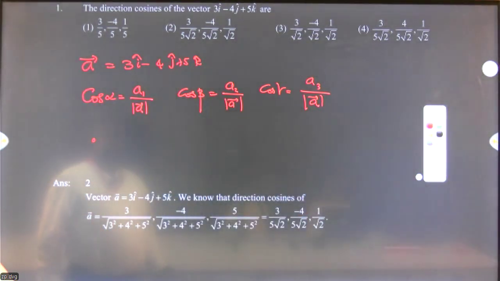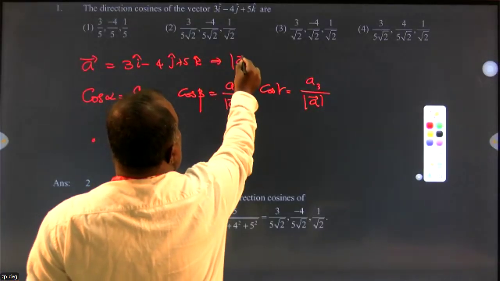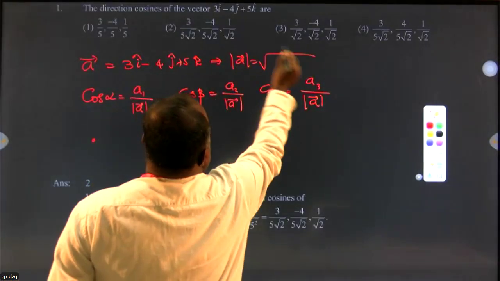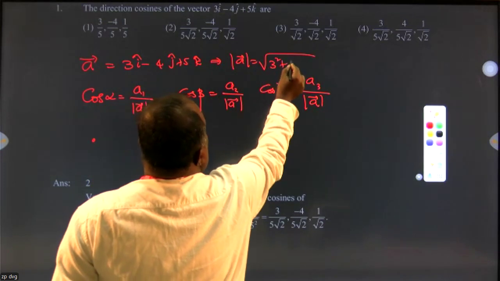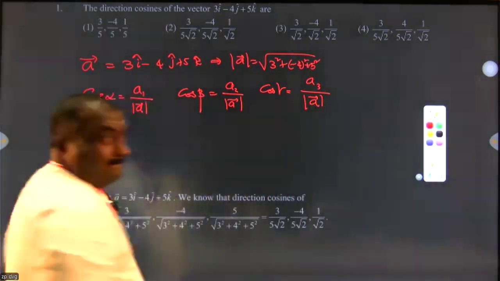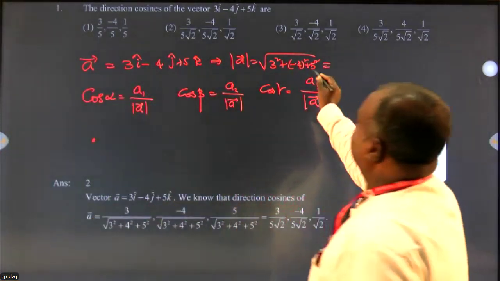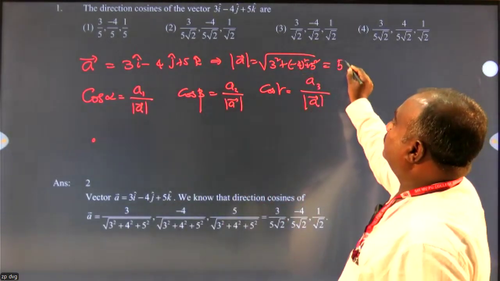Modulus of A bar, what you are getting, observe there. From this one, modulus of A bar is equal to root of 3 square plus minus 4 whole square plus 5 square. Then from this one, what you are going to get? Here you are going to get 50, which means 5 root 2.